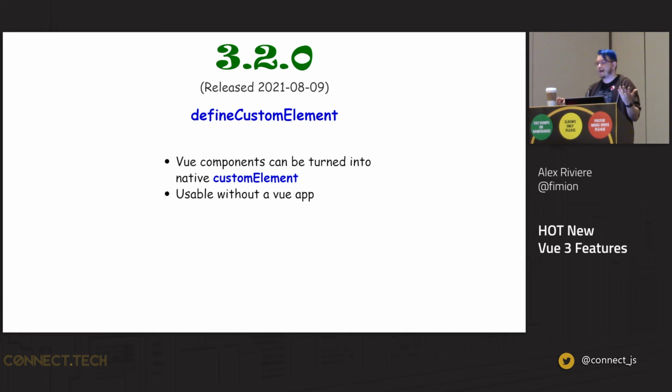So now you can. Vue components can be turned into native custom elements. You don't have to have a Vue app running to use them. This is the big one. It does still use the Vue runtime. There's like a 16 kilobyte overhead. But if you're doing a design system, you can write that entire design system in Vue, then say, load this JavaScript bundle, and then just start typing HTML, and it'll work.